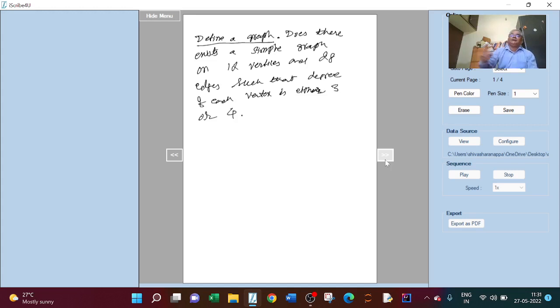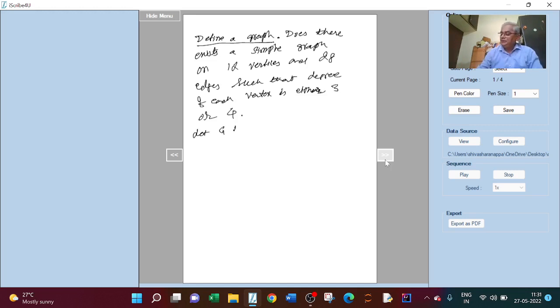We can define a graph as a non-empty set V called the vertex set, together with the set E called the edge set, and every member of E joins two members of V. That is the definition we have to write. So the second part.